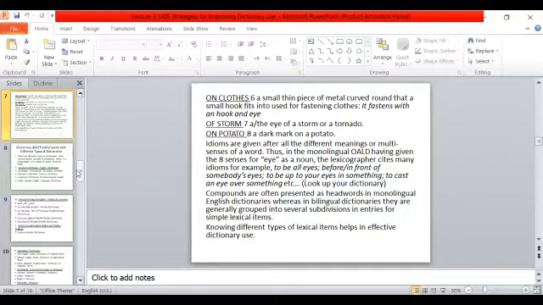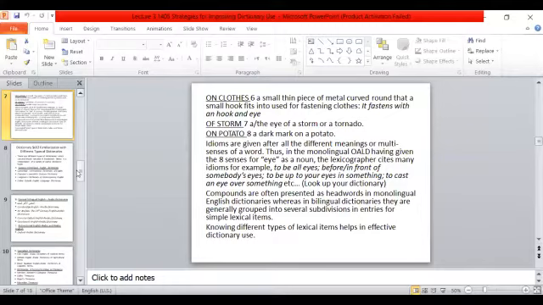Of storm, we say the eye of a storm or the eye of a tornado. On a potato, it's the dark mark on a potato. Under this same entry of the word eye, we also have idioms given after all the different meanings or many senses of the word.